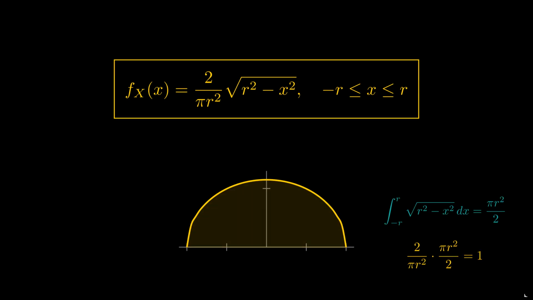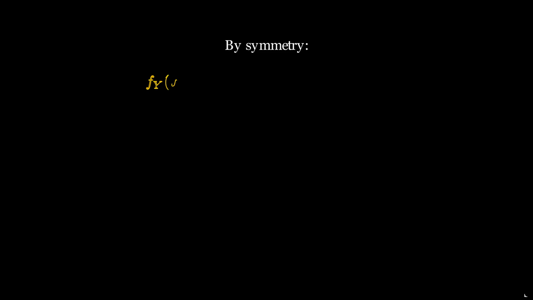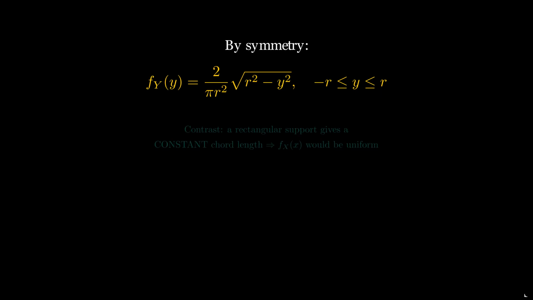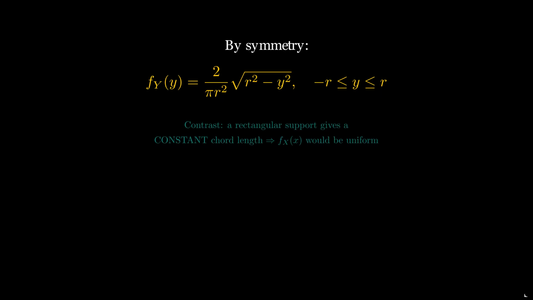By the same symmetry, f of y has the identical semicircular shape, 2 over pi r squared, times the square root of r squared minus y squared. Contrast this with a rectangle. If the support were a rectangle instead of a disk, the chord length would be the same constant value for every x, so f of x would in fact come out uniform.